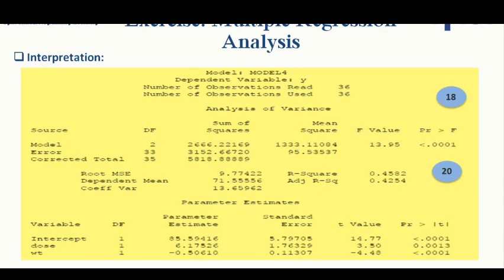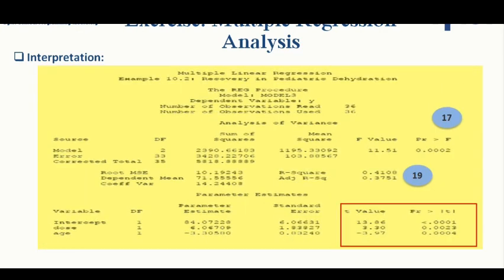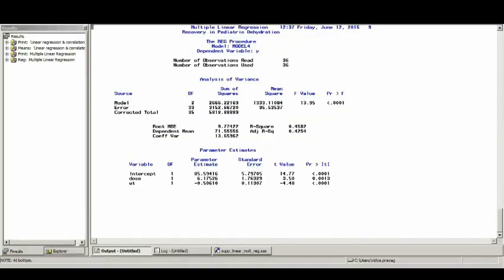When you consider another model, model 4, which has dose and weight, you can get similar quantities and compare the R square, the T value, and the p value for that model where you are considering dose and weight. The adjusted R square comes out to be 0.4254.